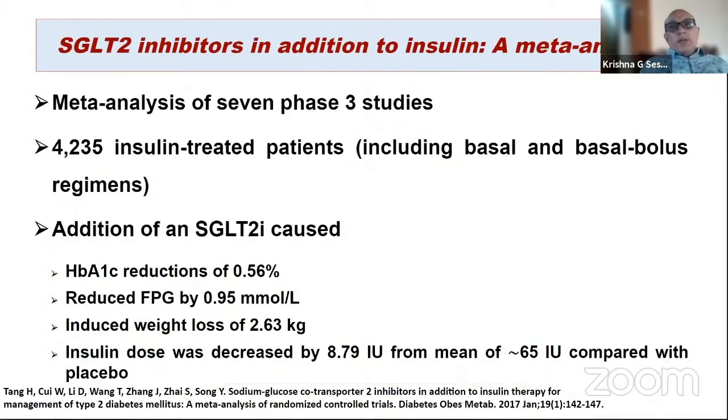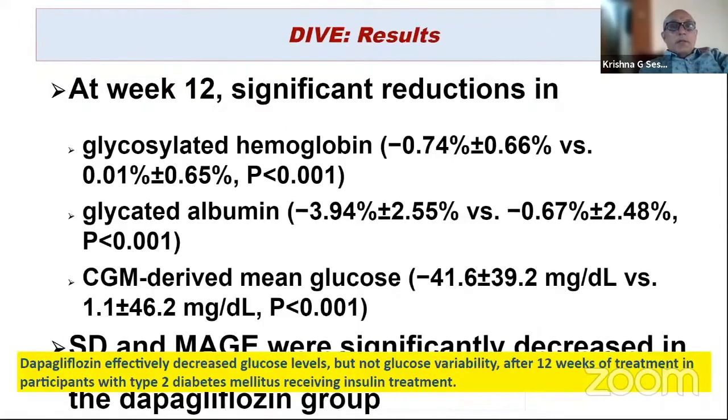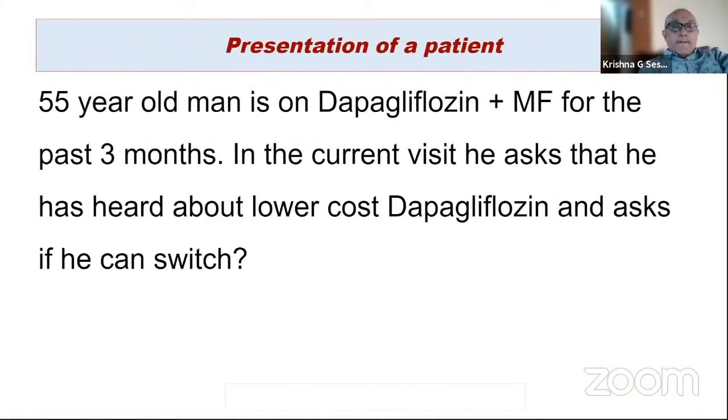What does it do? Here's a meta-analysis of 7 studies. There is a reduction in A1C by 0.56%. And what is important is that there was weight loss in these patients, because weight gain is very common with insulin. And there was a reduction in dose of around 9 international units. This is another one that looked at the glycemic variability. There's a reduction in insulin, but not necessarily a reduction in glycemic variability in this particular study.